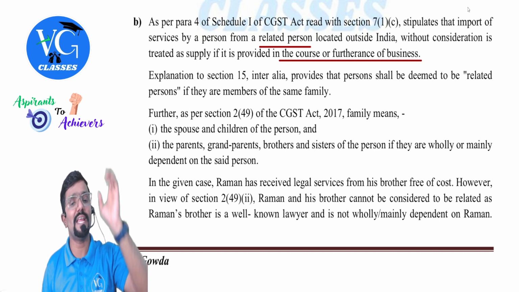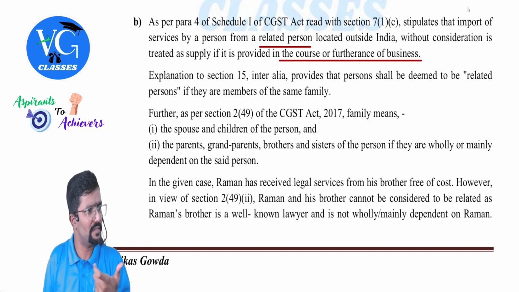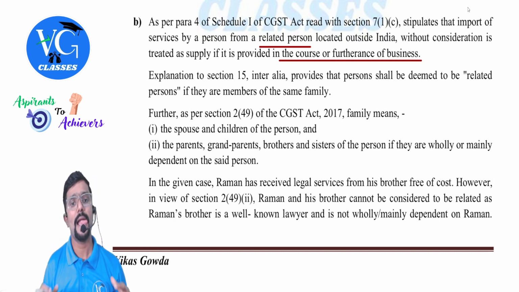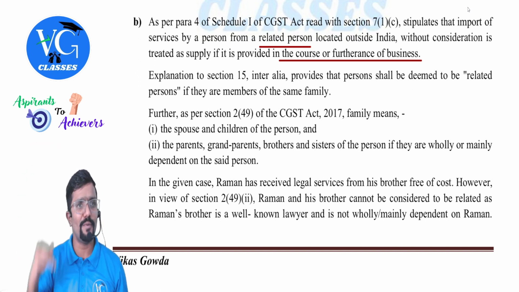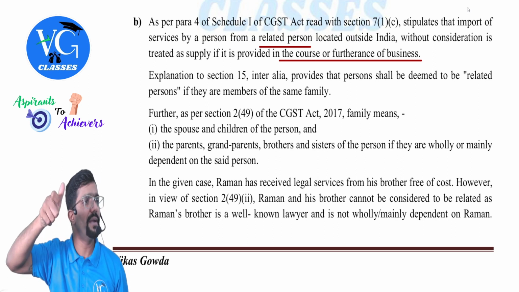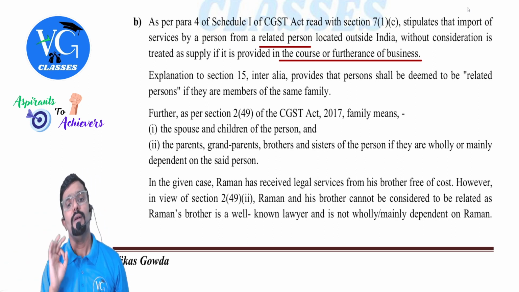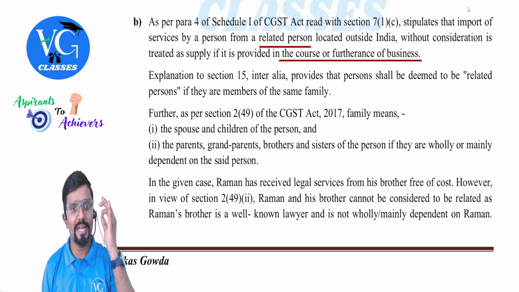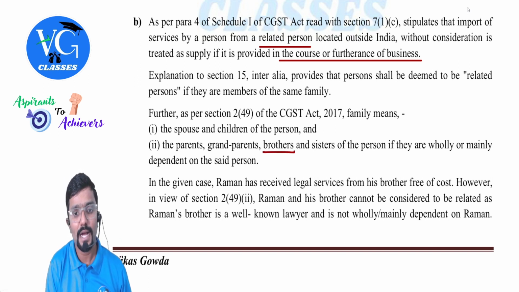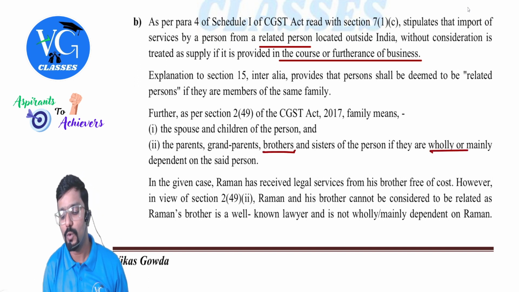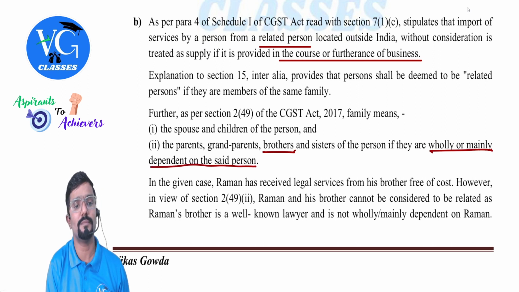Now, let us tell what is related. Explanation to section 15, inter alia, means out of many points, I am mentioning one point. That is why I am using the word inter alia. Hope you remember, when do we use inter alia? Sir, out of many points, I am just quoting one. Provides that persons shall be deemed to be related persons if they are members of the same family. Now, what is family? They have defined in section 249. Family means spouse and children always, and parents, grandparents, brothers and sisters of the person if they are wholly or mainly dependent on that said person.